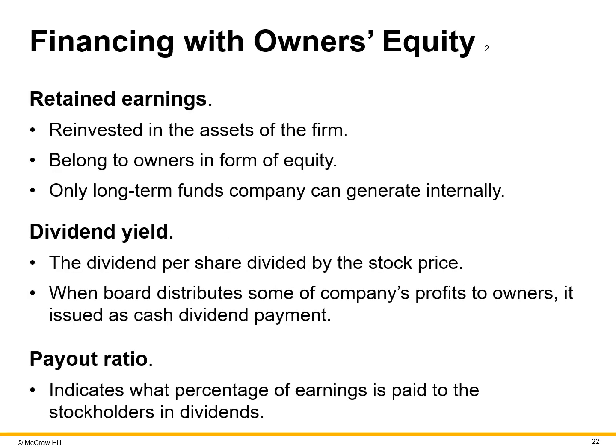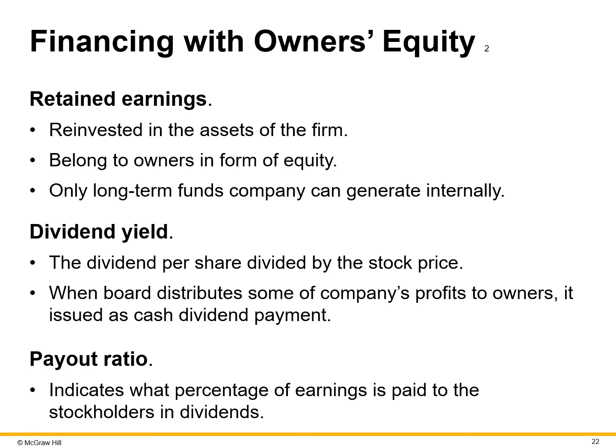When a company has profits left over after paying expenses and taxes, it can retain some or all of the earnings to invest in corporate expansion, or pay out some earnings to stockholders in the form of dividends. Retained earnings are retained and reinvested into the assets of the firm. They belong to the owners in the form of equity.